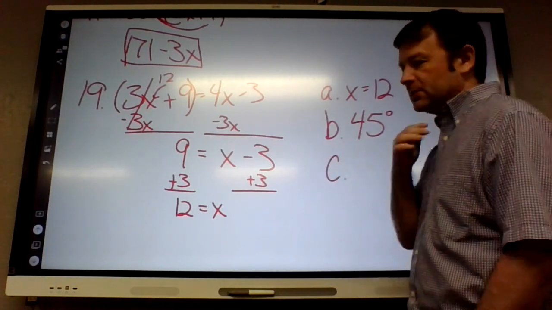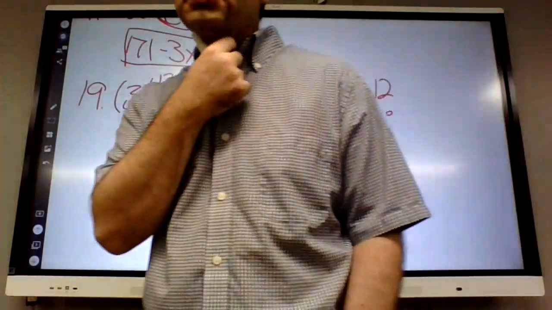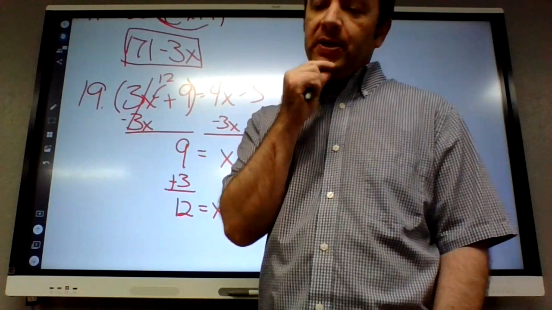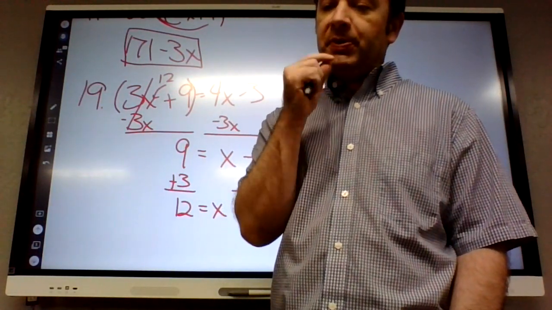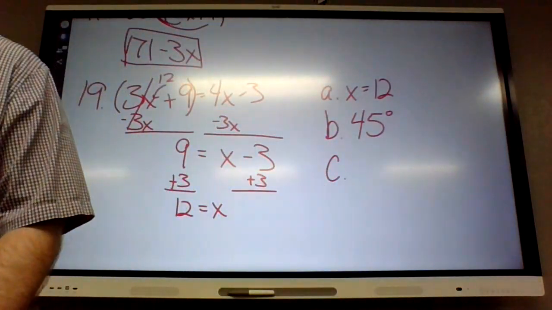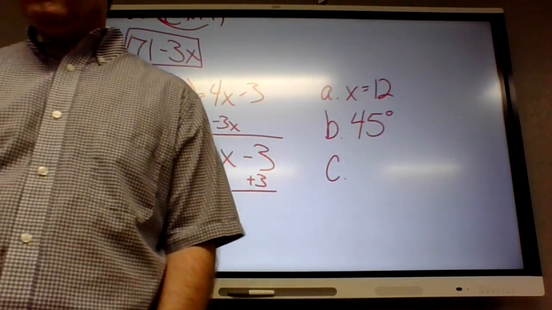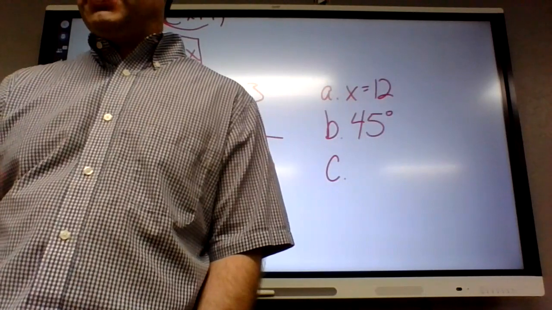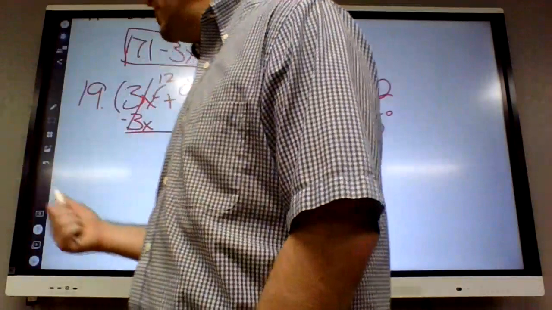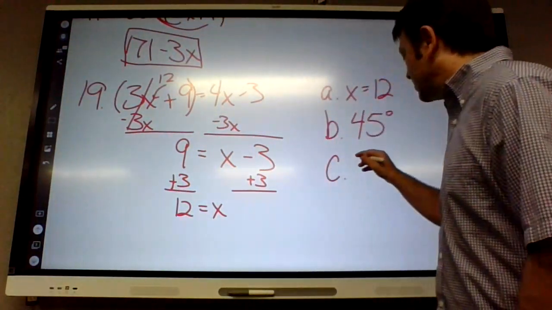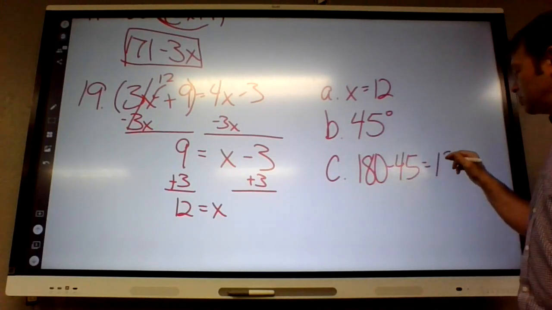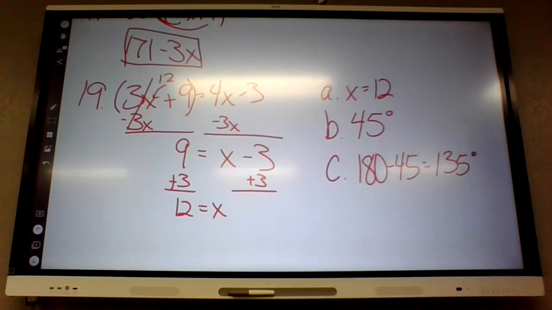Okay, C says angle 8. Now they didn't say angle 8 equals, but how are angle 5 and angle 8 related? Well, we know angle 5 and 7 are the same, right? So 7 has to be 45 also. If 7 is 45, 8 is 180 minus 45, which is 135.